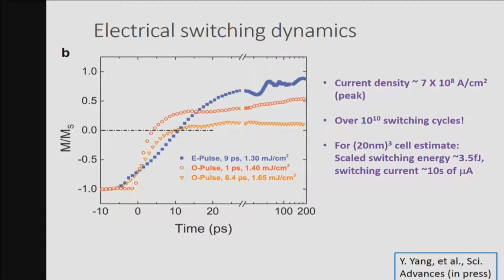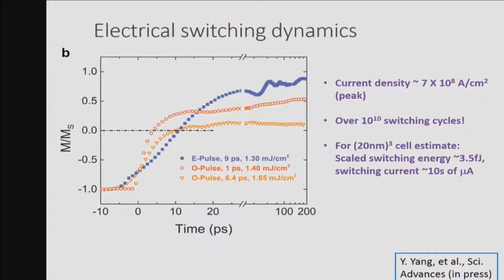Now, the current density is pretty high here. It's well above 10 to the 8 amps per square centimeter. The switching current density for the spin torque switching that we saw in the previous talk is typically a couple orders of magnitude less than this. And you might be worried about damage or electromigration. But remember that this is a peak current pulse density in a very short duration of only about 9 picoseconds.